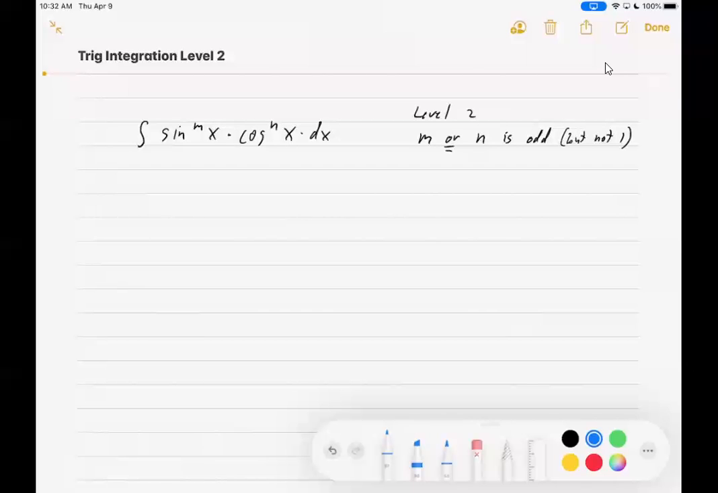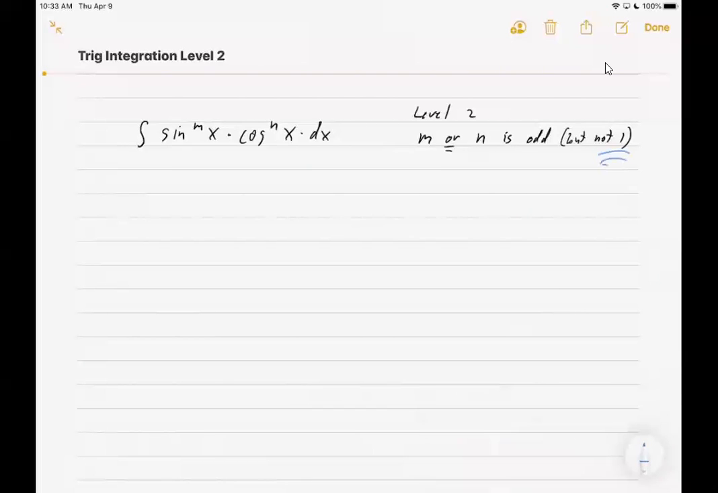Okay, so we're ready for the next level of difficulty, but it's not too hard. This is the case where we have something in the form of the integral of sine to the m of x times cosine to the n of x with respect to x. And one of those exponents is odd. Could be both. The word or means m could be odd, n could be odd, or they could both be odd. But they're not going to be equal to 1, because if they were equal to 1, we would be looking at a level 1 problem.